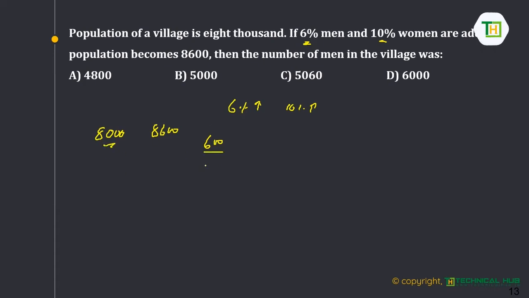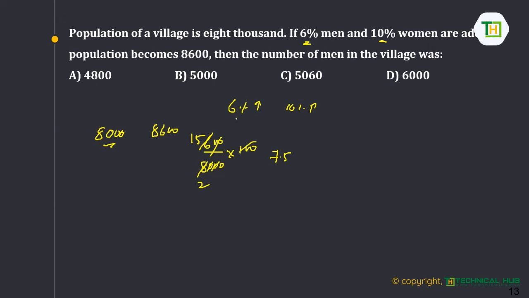I'm calculating 600 is what percentage of 8,000. So 600 by 8,000 into 100. So what is that equal to? The zeros get cancelled, and 4 goes 2 times and 4 goes 15 times. So 15 by 2 is nothing but a 7.5 increase. So whenever you apply the allegation rule, all three quantities are required, and all three quantities must be of the same type.